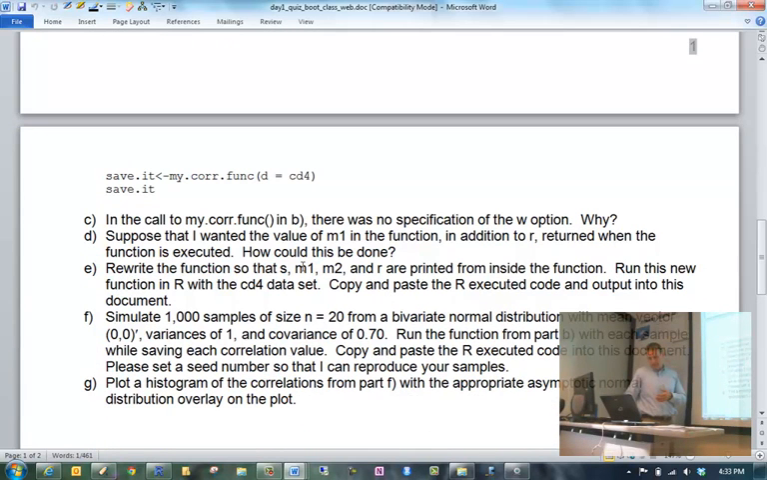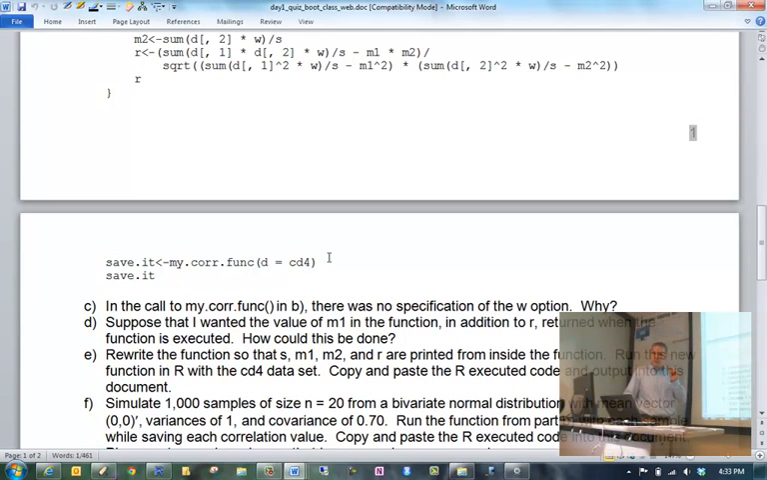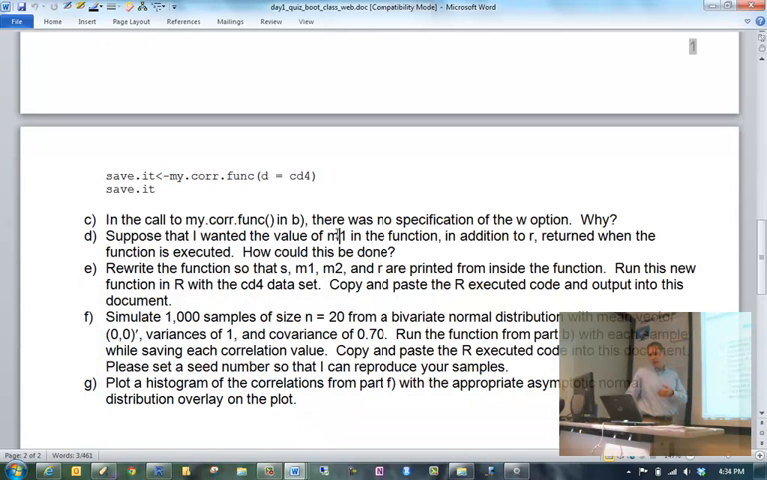Part D. Suppose I wanted, let me back up. So this function, the way it's written right now, will only give you the Pearson correlation coefficient back. But suppose I want some additional information back. Let's say something that's in the object M1 that's in the function. How could you change the code so that M1 is also returned in addition to the correlation coefficient? So change the function, run it, include all that information in what you hand in, and put it right here.